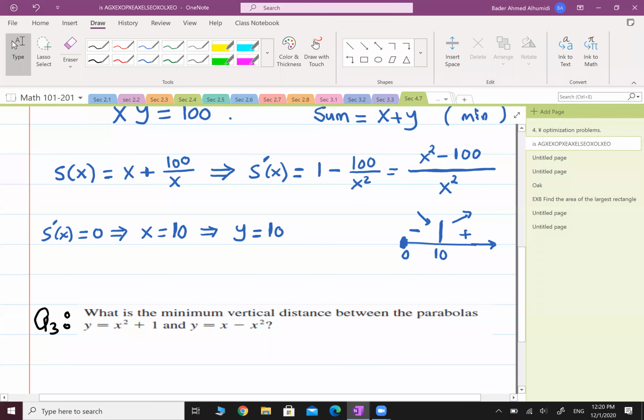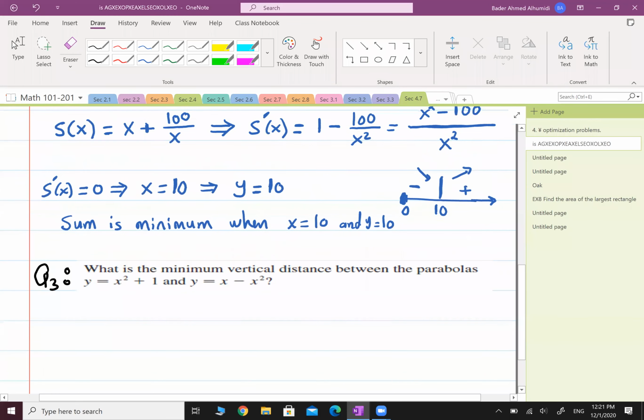So I will say the sum is minimum when x equals 10 and y equals 10. The two numbers with minimum sum are x equal to 10 and y equal to 10.